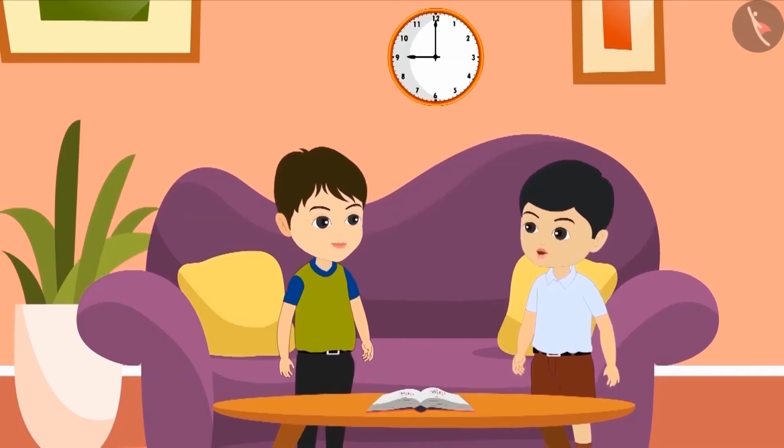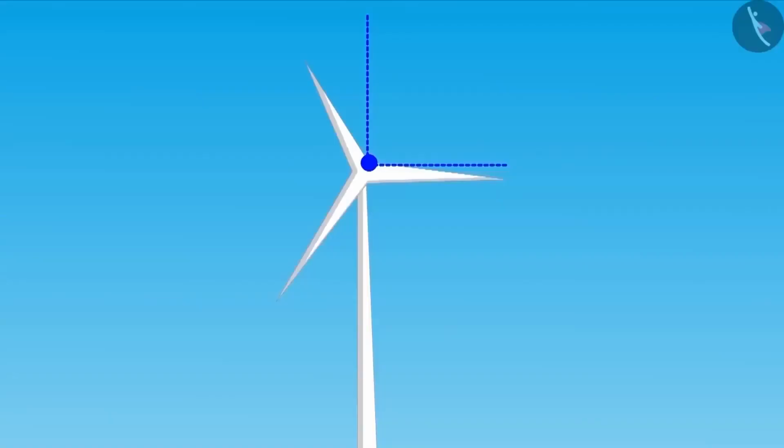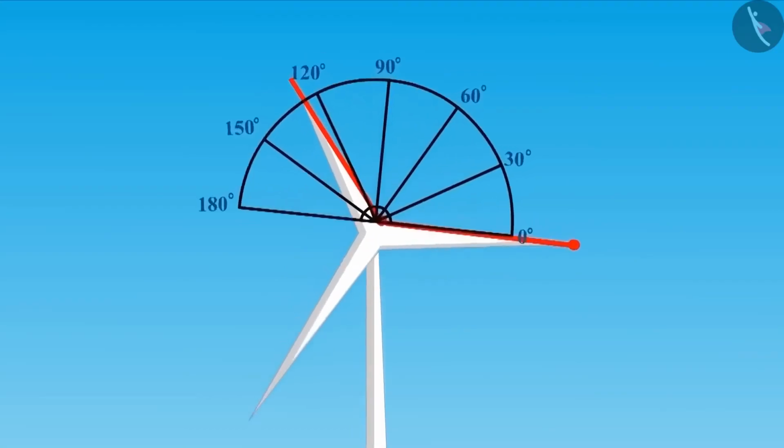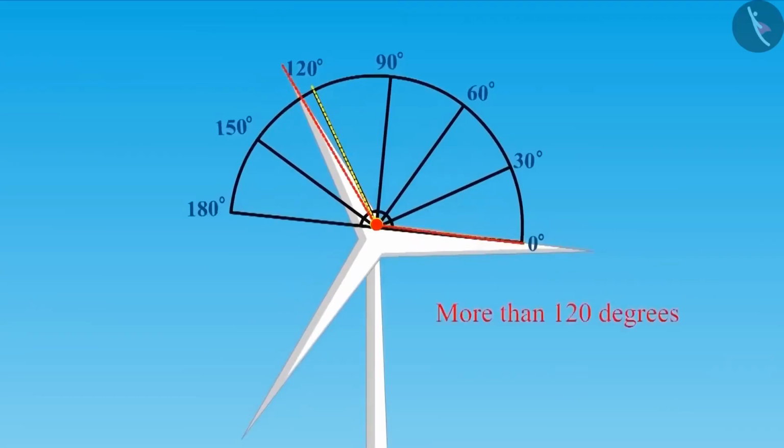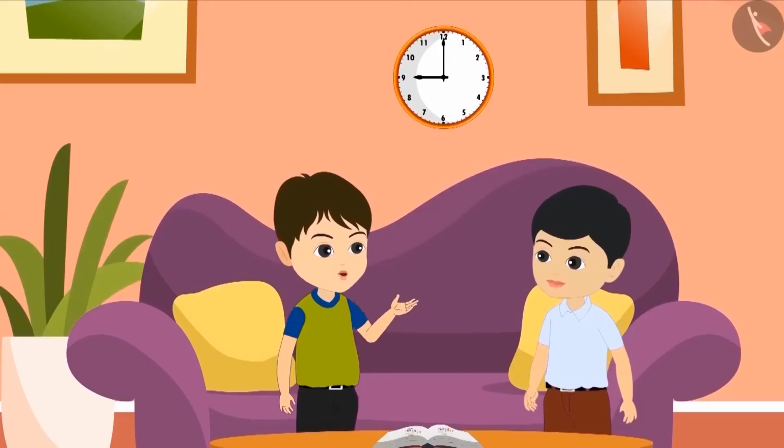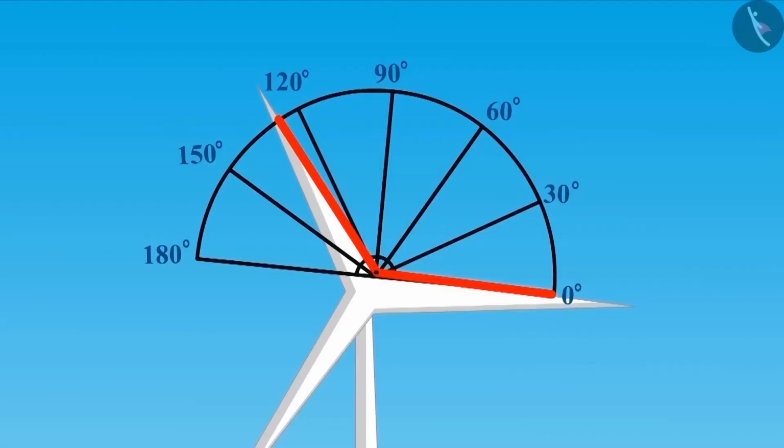Now let me tell you the measurement of the angle of the next picture. This angle looks greater than 90 degrees. But this angle will be lesser than 180 degrees. Let us measure this angle and see. Its measurement is a little more than 120 degrees. Your guess was absolutely right, Golu. It is greater than 90 degrees and lesser than 180 degrees.